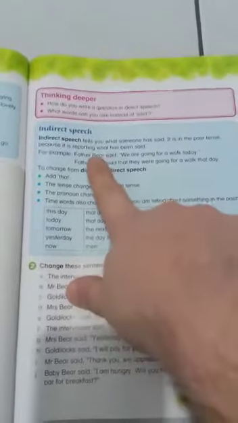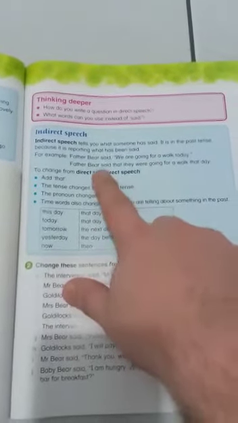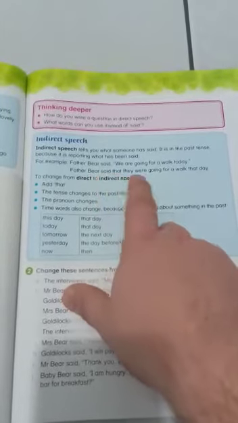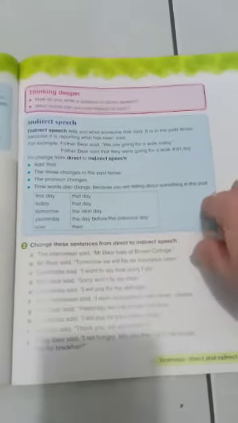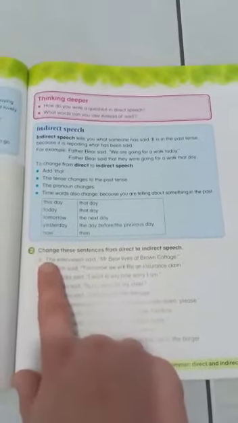Here an example says, Father Bear said, we are going for a walk today. And then indirect speech becomes, Father Bear said that they were going for a walk that day. This is on page 53, and I would like for you to do exercise number 2. So change these sentences from direct to indirect speech.